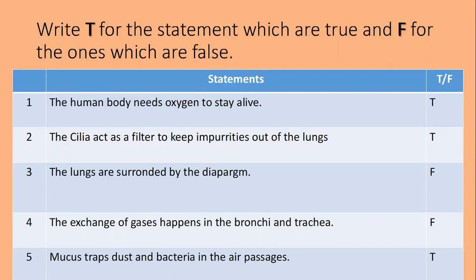Mucus traps dust and bacteria in the air passage. True. So the human body needs oxygen to stay alive is a true statement. The cilia act as a filter to keep impurities out of the lungs. True. The lungs are surrounded by diaphragm. False. They are surrounded by rib cage.